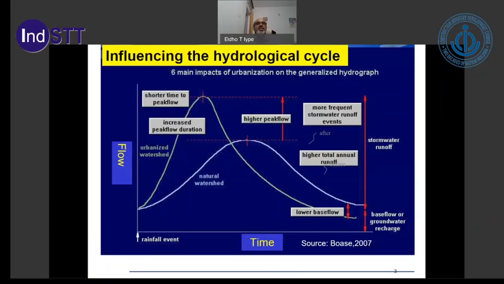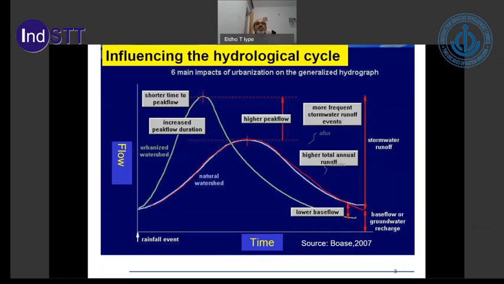As far as flooding is concerned, in hydrology we call this a hydrograph, which is flow versus time. If this is a non-urbanized area, like a village or a normal area without much urbanization, then in a natural watershed the hydrograph will be something like this. But as I mentioned earlier, due to heavy urbanization, a lot of areas are converted to impervious areas with respect to roads, buildings, and other areas.